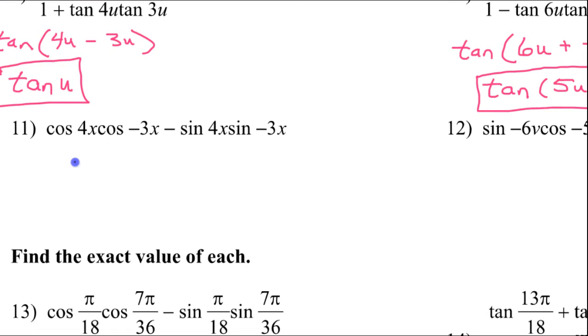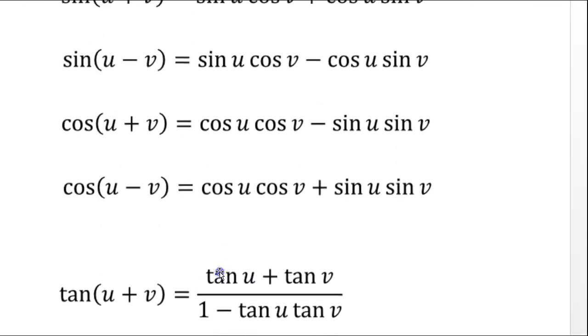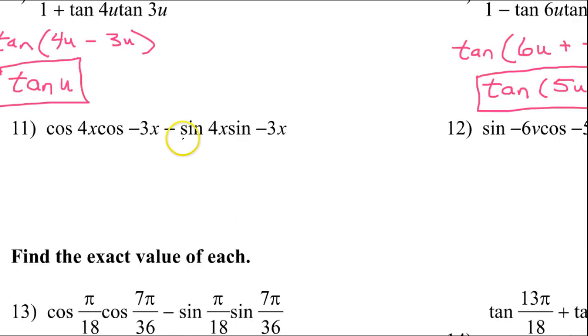Okay, for number 11, we're back to cosine, cosine, sine, sine. So that is the pattern that you see when you're dealing with the cosine of a sum or a difference. Cosine, cosine, sine, sine. Again, remember that the signs are opposite. So if I see a negative, I know it'll be plus. If I see a plus here in the middle, I know it will be minus. So what do we have?